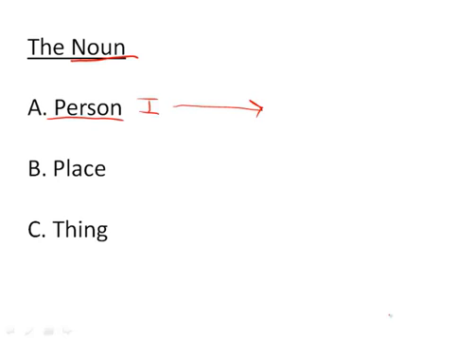So, the very first caveman. He may have not shaven. He may have smelled really bad. But he was a person, and he was a noun. So that is a noun. A person is a noun.